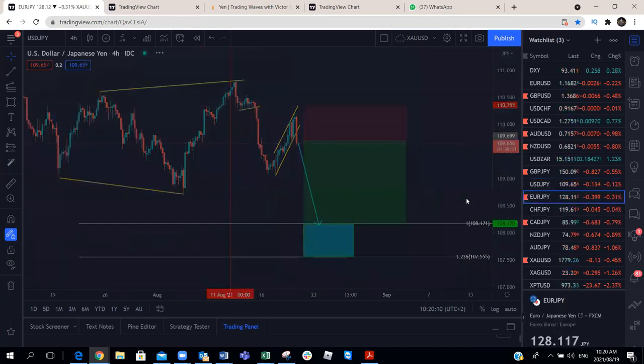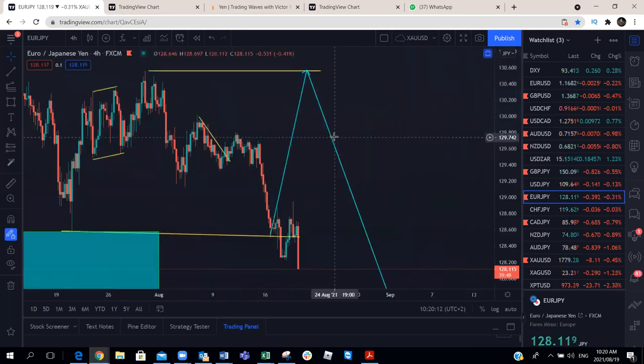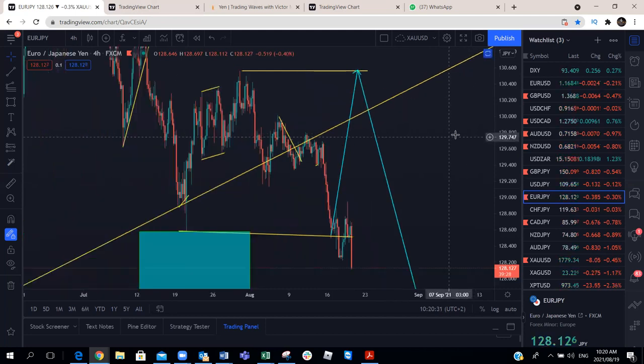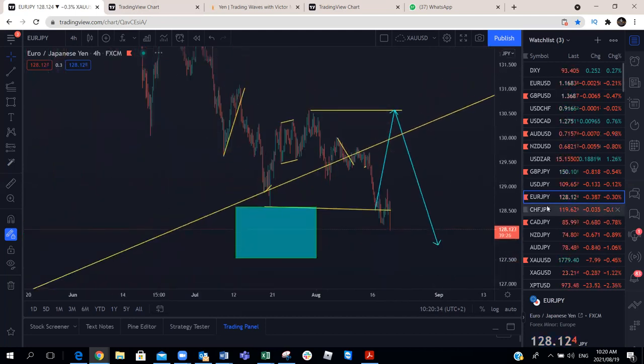Euro yen. Euro yen also, we were looking for a bounce back to this level. That did not happen. So that means, because it's happening here, as we discussed, we are going to see more downside. As you can see here, Euro yen, we're going to see more downside there. Okay, so that's Euro yen.